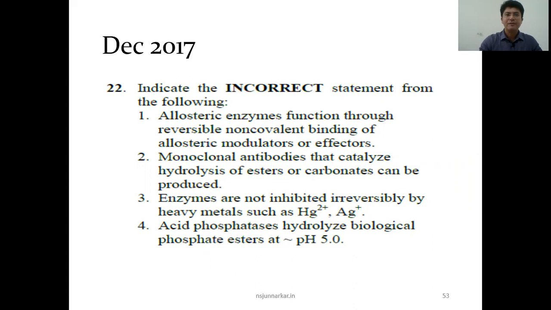Indicate the incorrect statement from the following. Allosteric enzymes function through reversible non-covalent binding of the allosteric modulators or effectors. Monoclonal antibodies that catalyze hydrolysis of esters or carbonates can be produced. Yes. Enzymes are not inhibited irreversibly by heavy metals such as Hg2+ and Ag+. Acid phosphatases hydrolyze biological phosphate esters at pH 5. So here the incorrect statement is this one. Hg2+ binds to the proteins very tightly, and so it can act as an irreversible inhibitor. So the correct answer is 3.